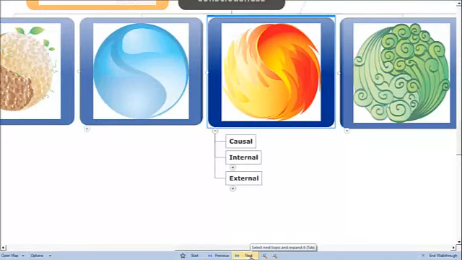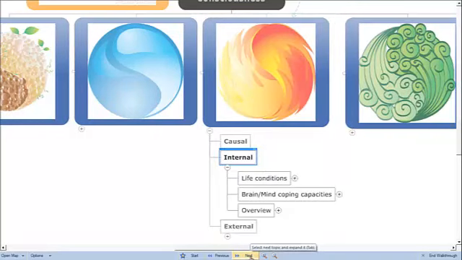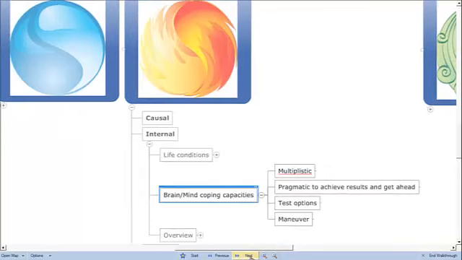So Fire is generally characterized by causal consciousness, causal energy. So Fire 1 or Fire Internal, the life conditions are that you're full of resources to develop and opportunities to make things better and to bring more prosperity. The brain or mind coping capacities at Fire Internal are multiplistic, pragmatic to achieve results and get ahead, testing of options, and maneuvering and politicking.